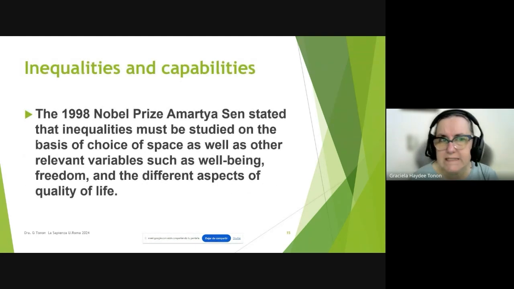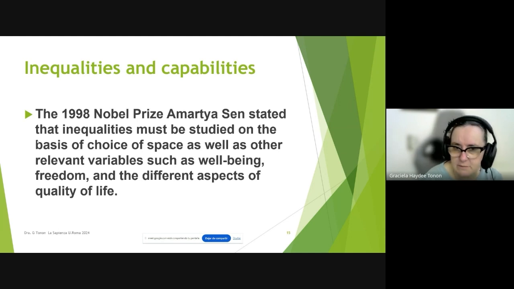Another possibility is to study inequalities from the point of view of Nobel Prize winner Amartya Sen, who founded the capability approach. Sen stated that inequalities must be studied on the basis of choice of space, as well as other relevant variables such as well-being, freedom, and the different aspects of quality of life.